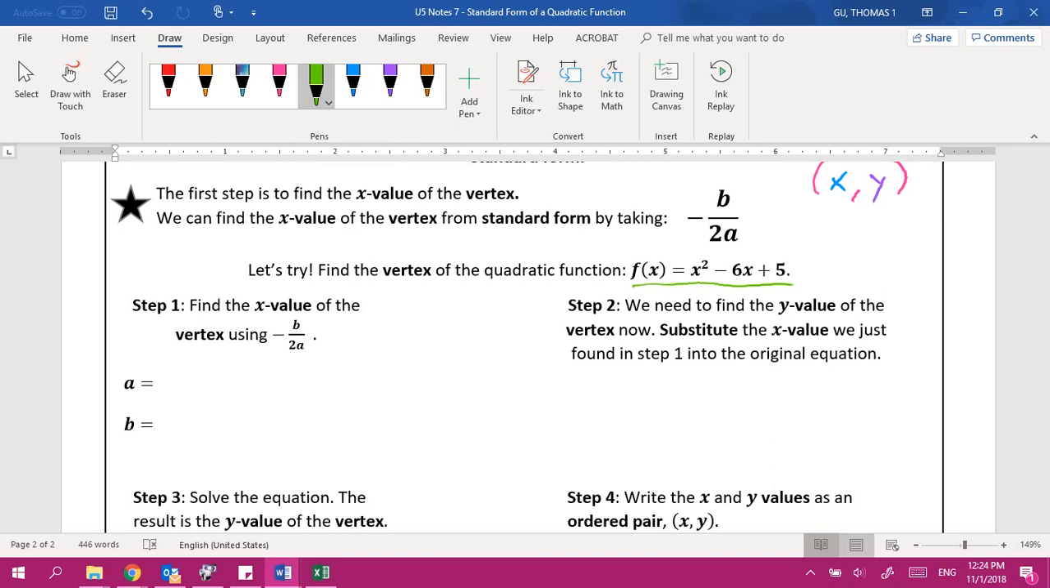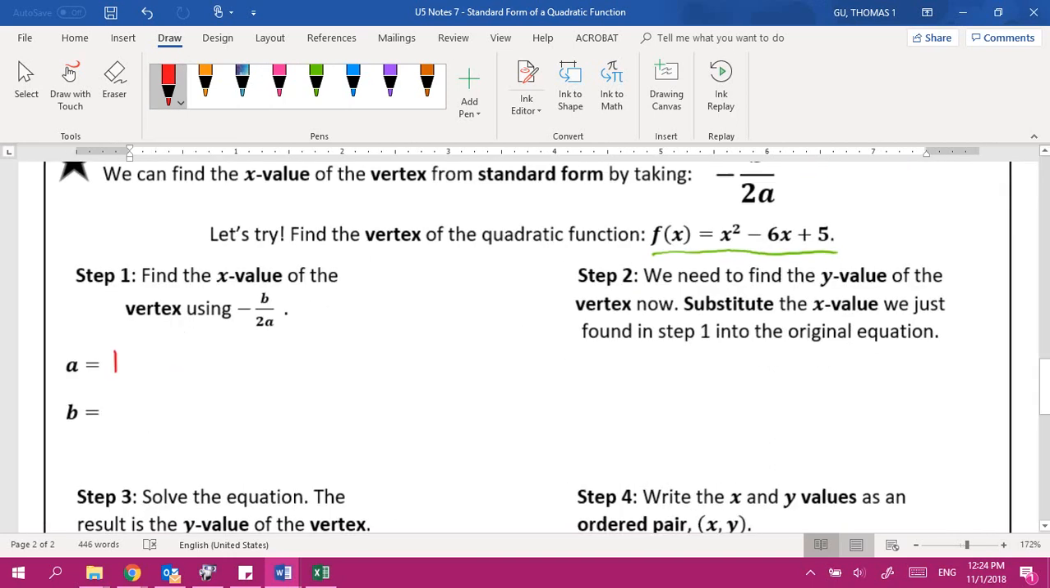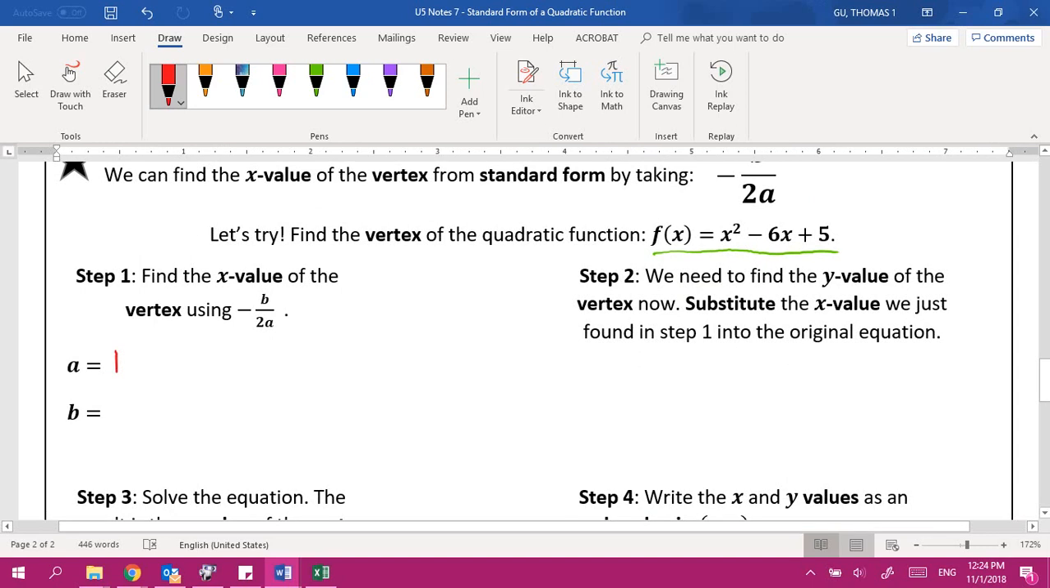So what are the two variables I need to identify? A and b, right. What is a in the equation that we're doing? 1. Right here, you see x squared? That's the equation we're working with, right? We're trying to find the vertex for that equation. So the a is 1. What's b? -6.